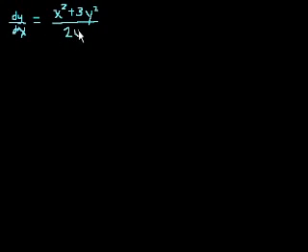Let's do one more homogeneous differential equation, or first order homogeneous differential equation, to differentiate it from the homogeneous linear differential equations we'll do later. But anyway, the problem we have here: the derivative of y with respect to x is equal to x squared plus 3y squared, divided by 2xy. I'm writing it a little bit small so that I don't run out of space.